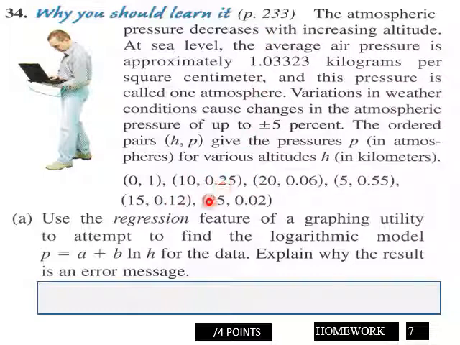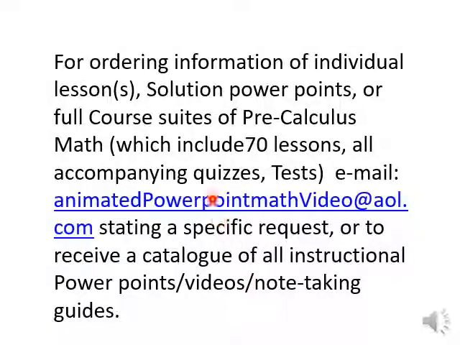You got a data set. Use your regression feature of a graphing calculator to attempt to find a logarithmic model for the data. Explain why the result is an error message. So do that, and then explain why you'll have an error message, and you get 4 points for page 7, and that's your 3.6 part 1 homework.